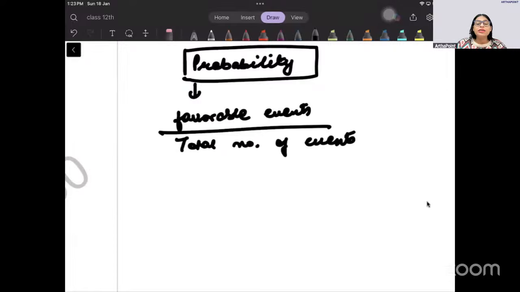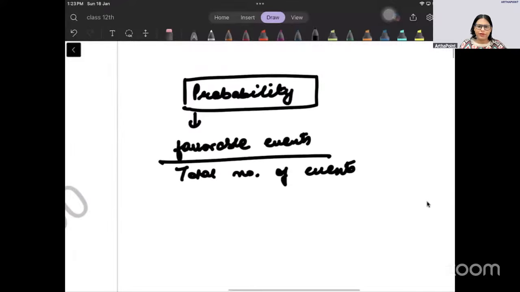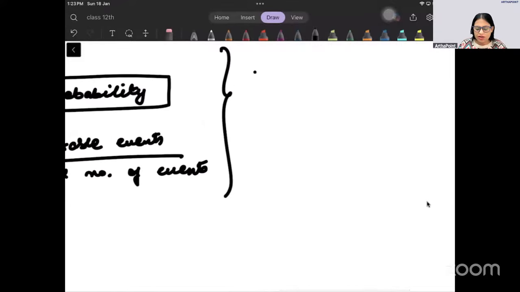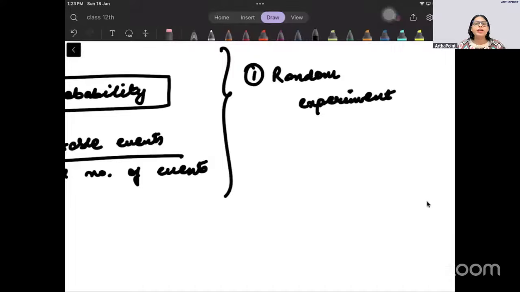You need to understand some definitions. For example, what is a random experiment? A random experiment is any experiment whose outcome cannot be predicted. If I cannot say with certainty what the outcome will be, like tossing a coin, it can be either head or tail. We cannot tell with certainty what the outcome will be, so that is a random experiment.